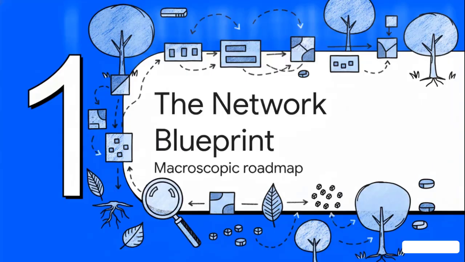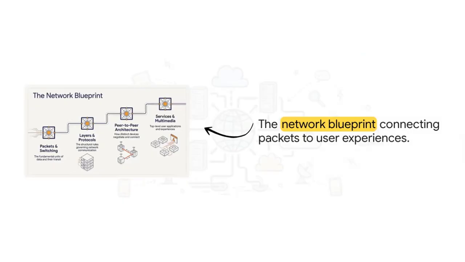Moving right along to Section 1, the network blueprint. To understand the micro details, we first need a macroscopic roadmap of the entire ecosystem. And this brilliantly illustrates how it all fits together. Tracing the architecture from left to right, we kick things off with the absolute most fundamental units of data transit, packets and switching. From there, it flows right into the structural rules governing all this network communication, the layers and protocols. The strict rules that dictate exactly how distinct devices negotiate and connect, basically peer-to-peer architecture.